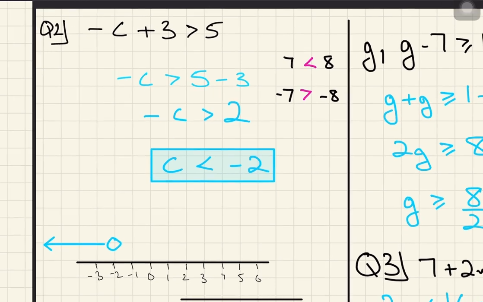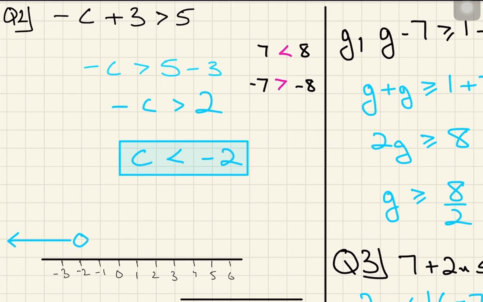Okay, so we have minus c plus 3 greater than 5. You remember you have already solved some simple equations of algebra. This is similar to that. So we have minus c plus 3 greater than 5. First of all, I'll shift my 3 to that side, so it becomes 5 minus 3. Now I get minus c greater than 2.